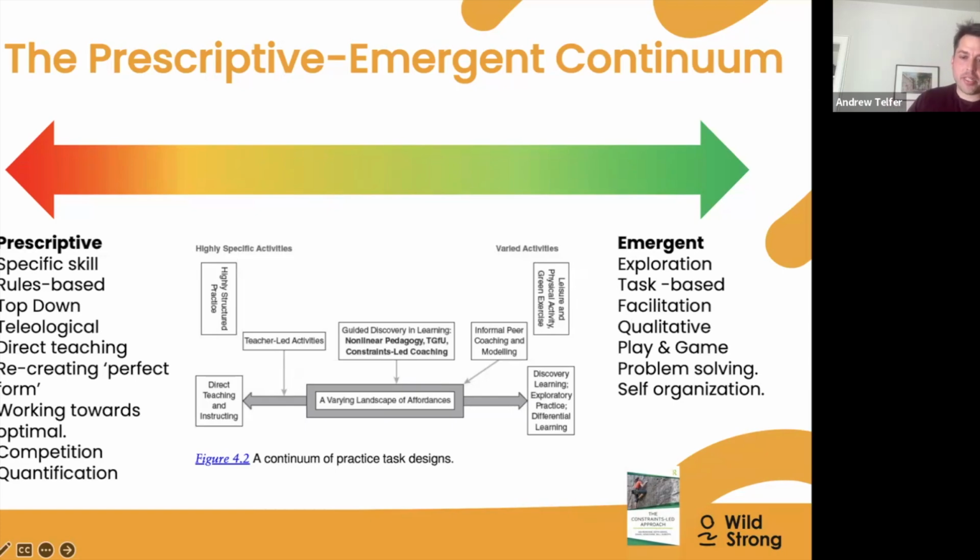So, in this book, The Constraints-Led Approach, that I'll have more information on at the end for resources, you can see it down in the bottom right. In chapter 4, I was looking at this image down below, figure 4.2, which they called a continuum of practice task designs. And what they're saying is, you know what, it's perfectly okay to do some activities some days that are more top-down prescriptive, and other days it's perfectly okay to do activities that are more emergent.